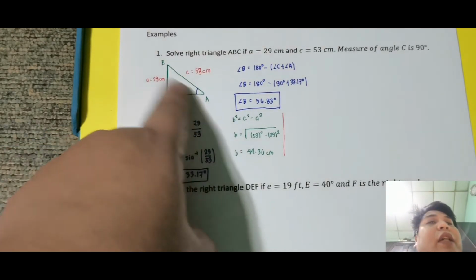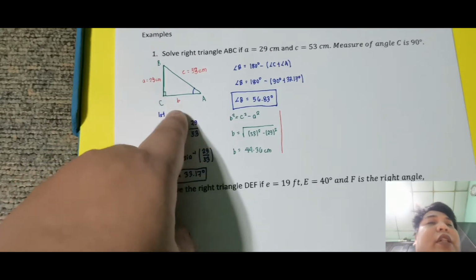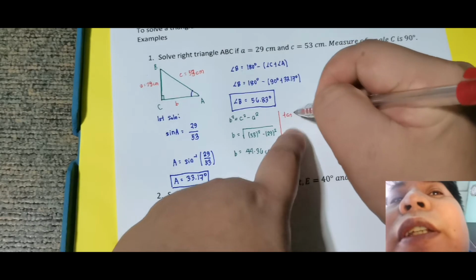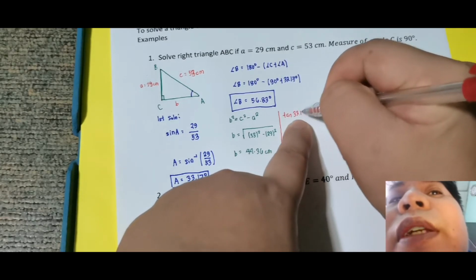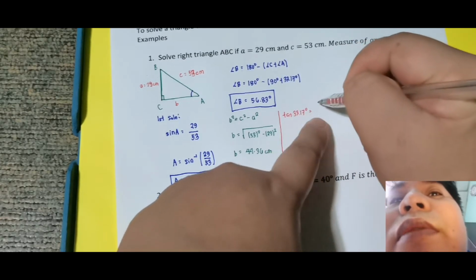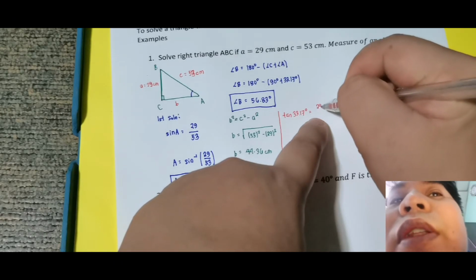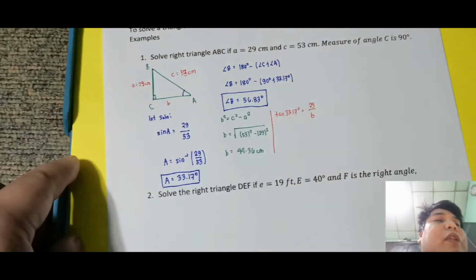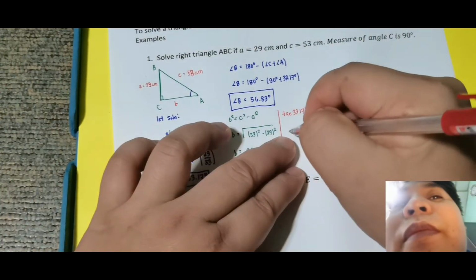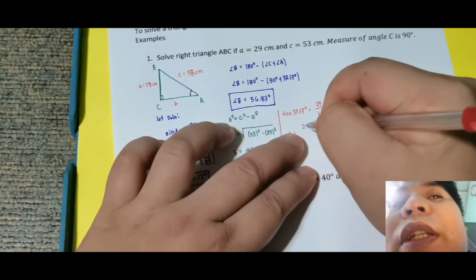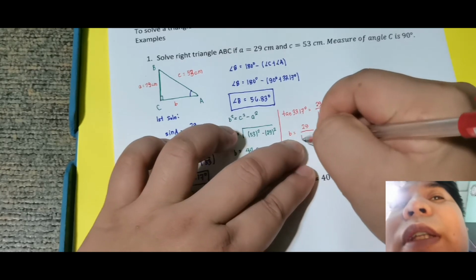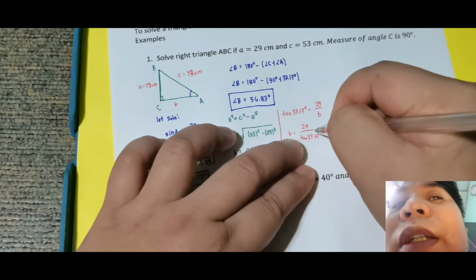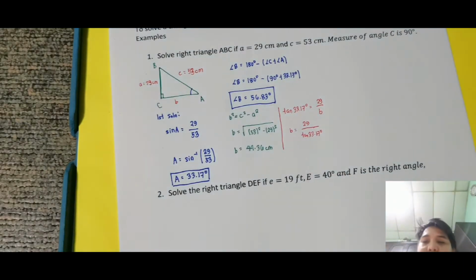Okay, so gawin ko tangent, that is opposite over adjacent. So that is tangent A. So, tangent 33.17 degrees is equal to opposite, which is 29 over B. Okay, then konting manipulation lang. This is simply B is equal to 29 over tangent 33.17 degrees. Okay, so let us check sa calculator.